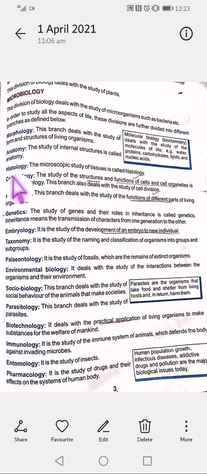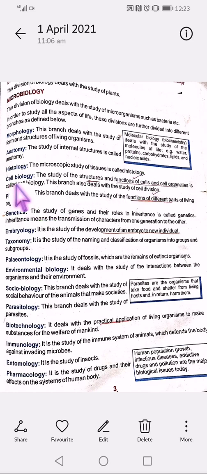This is given as histology. Always remember, before you write, the word hist means tissues, the tissues of the living body, any living organism. That can be an animal, that can be human. So the microscopic study of tissues is called histology. For example, muscle tissues, heart tissues, cardiac tissues, any pulmonary tissues.